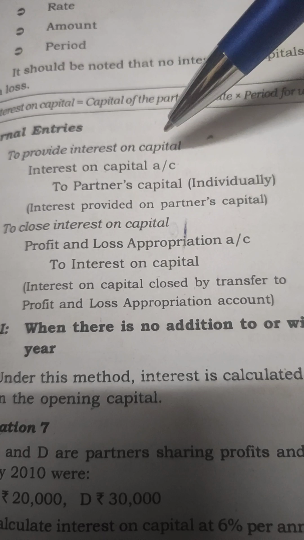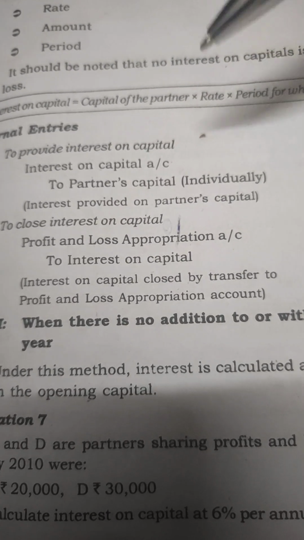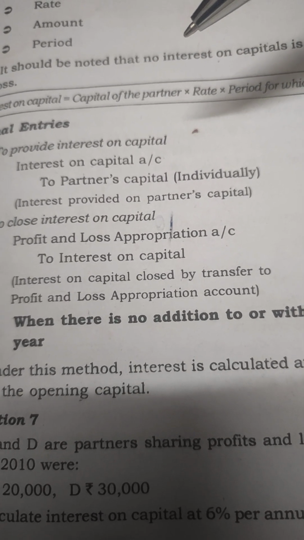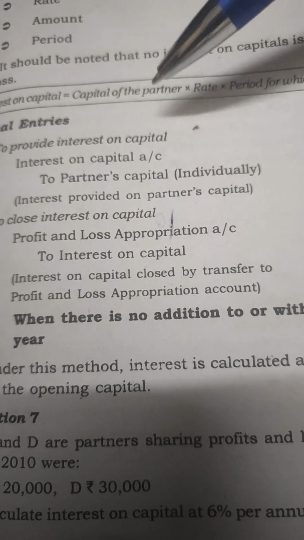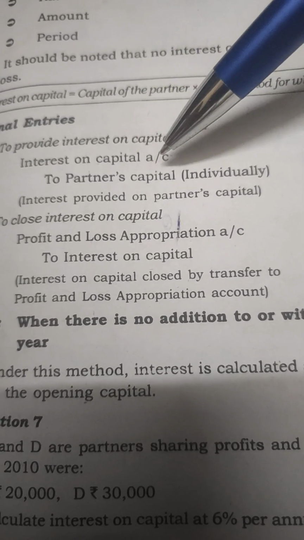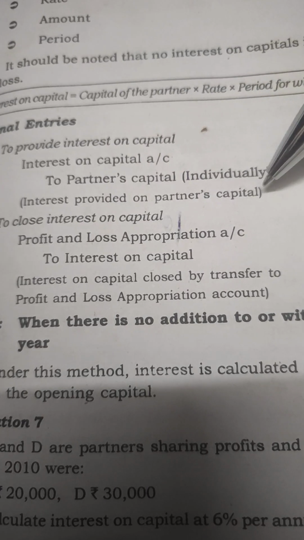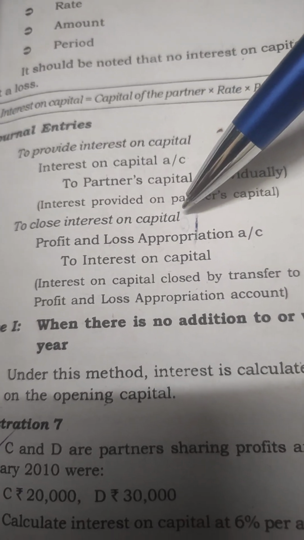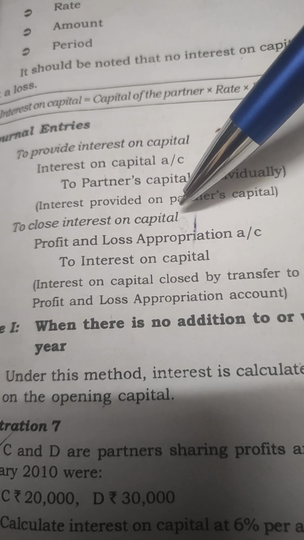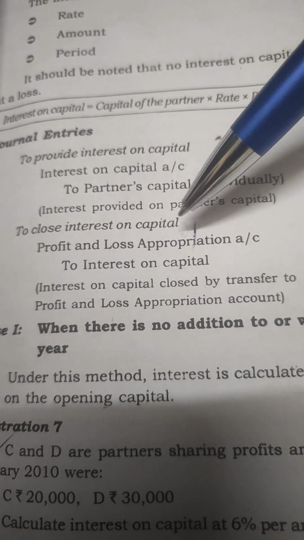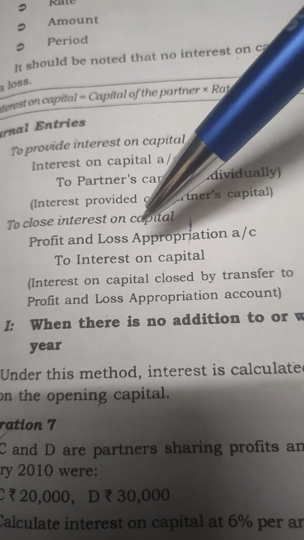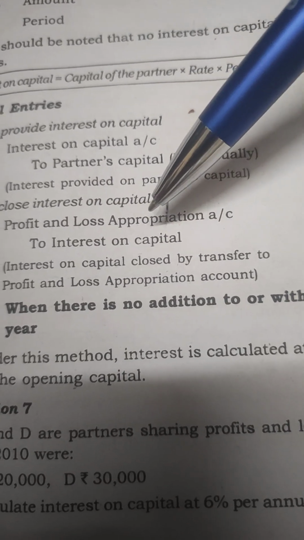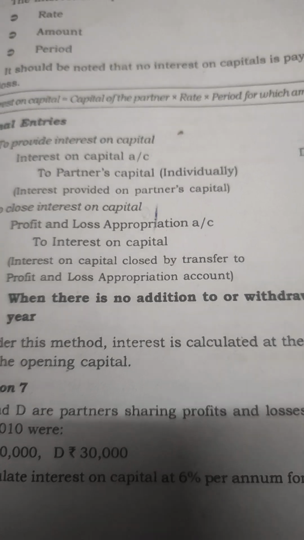Then there are two journal entries regarding the interest on capital. The first journal entry is to provide interest on capital out of the partner's capital account. The journal entry is: interest on capital account debited to partner's capital account. For closing, interest on capital is closed by transferring the amount into the profit and loss appropriation account. Then the journal entry will be: profit and loss appropriation account debited to interest on capital.